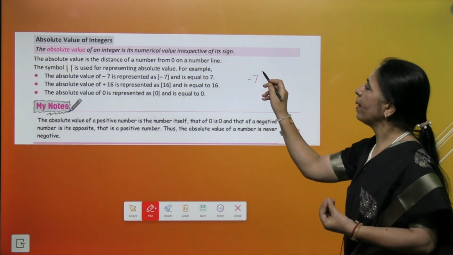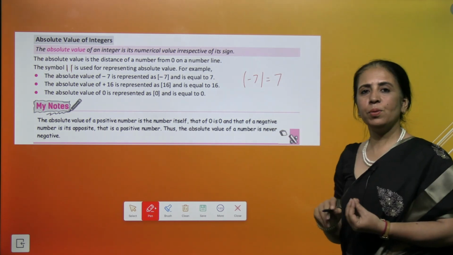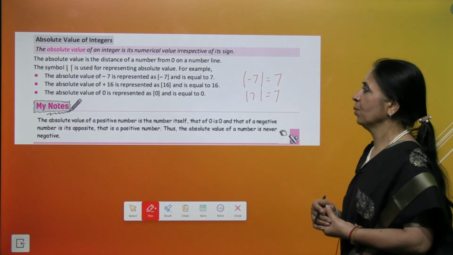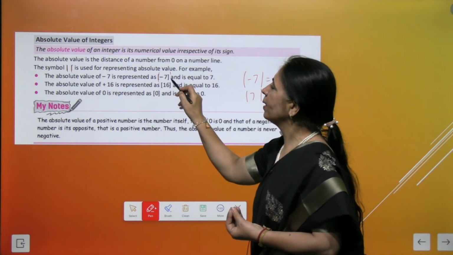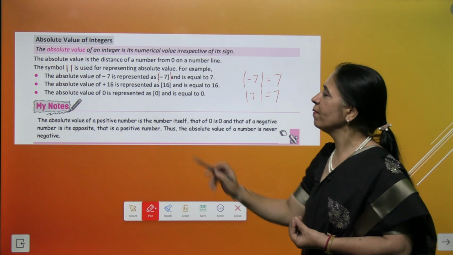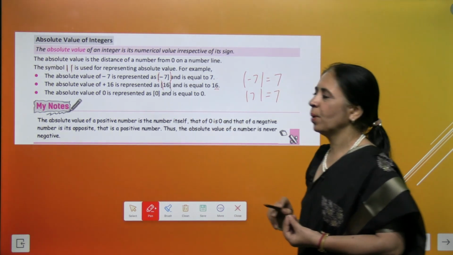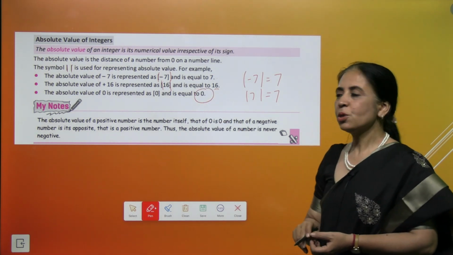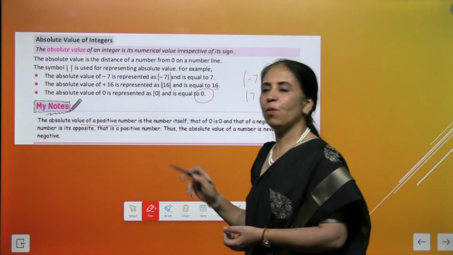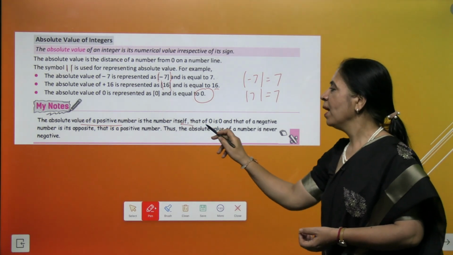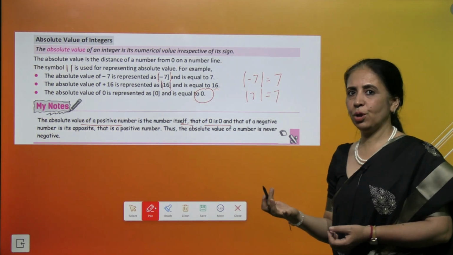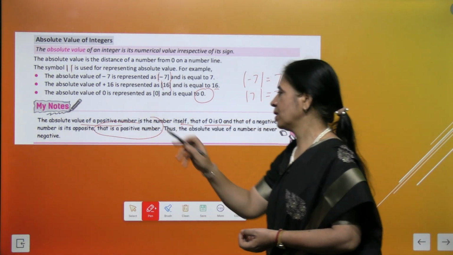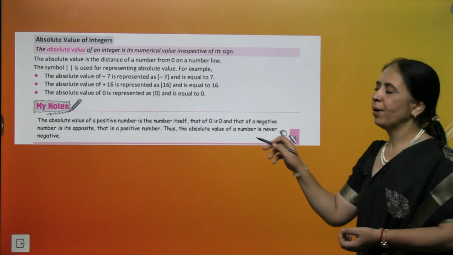So if I have a number -7, इसकी एब्सोल्यूट वैल्यू 7 होगी. If I have a number 7, इसकी एब्सोल्यूट वैल्यू भी 7 होगी, राइट? So this way the absolute of -7 is equal to 7, absolute of 16 is equal to 16. And what is absolute of 0? It is always 0. So my note says that the absolute value of a positive number is the number itself, and absolute value of 0 is also 0, but absolute value of any negative number is its positive number. Every time we have to remember this.